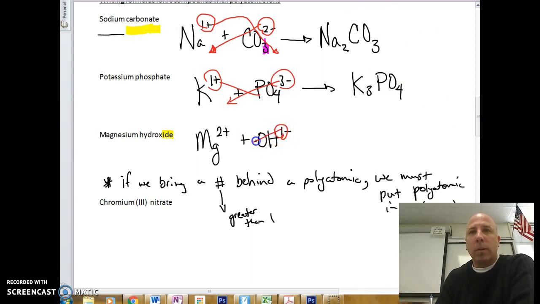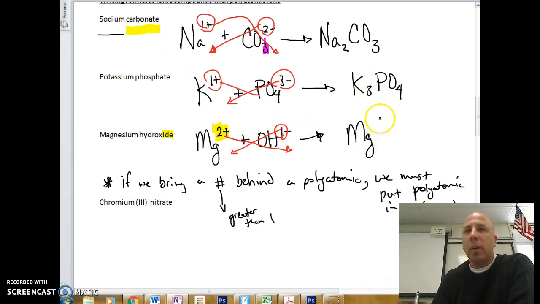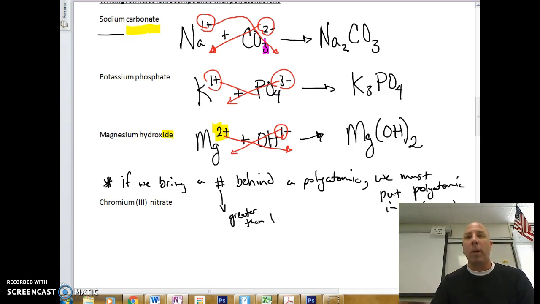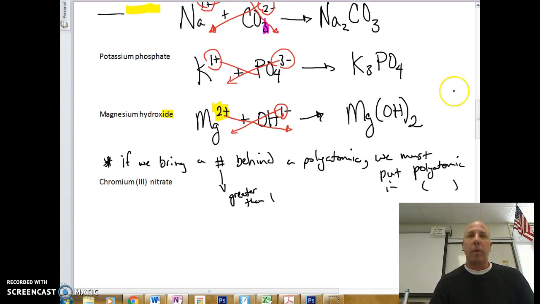So here's what we mean by this. We have a 1 here on the hydroxide. We're going to bring it down. We do not need to write the 1. So this is going to become Mg. Now, we have a 2 here that we are going to bring down behind a polyatomic. We must put the entire polyatomic in parentheses. So we're going to put the OH in the parentheses and close our parentheses, and then the 2 is going to go on the outside of the parentheses just like that. Again, if we're bringing a number down greater than 1, we always have to put everything in the polyatomic in parentheses, okay? That's why we do have parentheses on some of those.